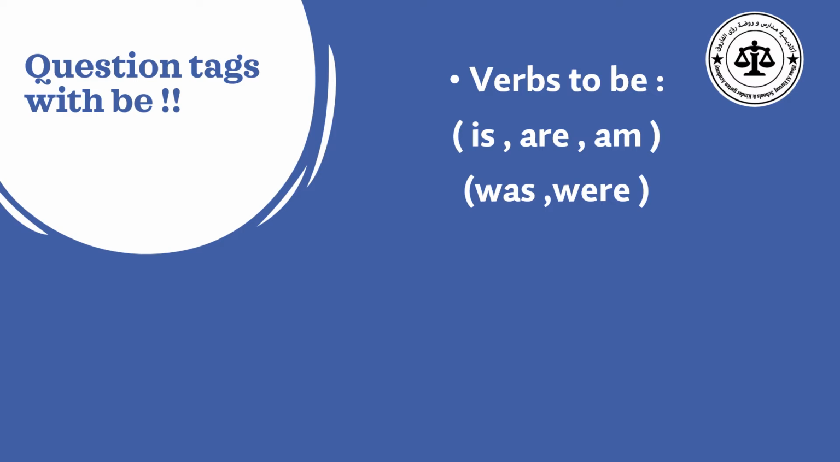Today we are going to talk about question tags with verbs to be. Just with verbs to be اللي هم is, are, am, was or were. Okay? Today we are going to use question tags with verbs to be: is, are, am, was, were.